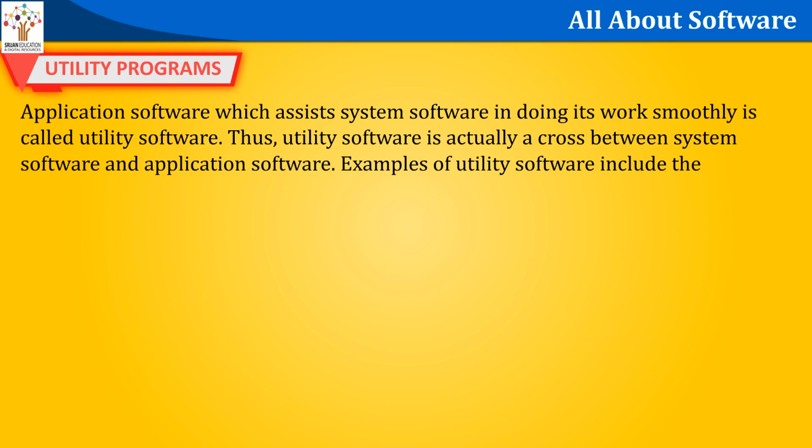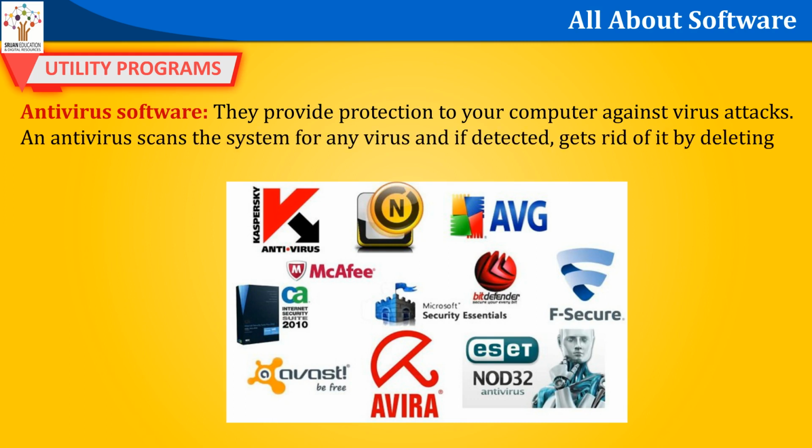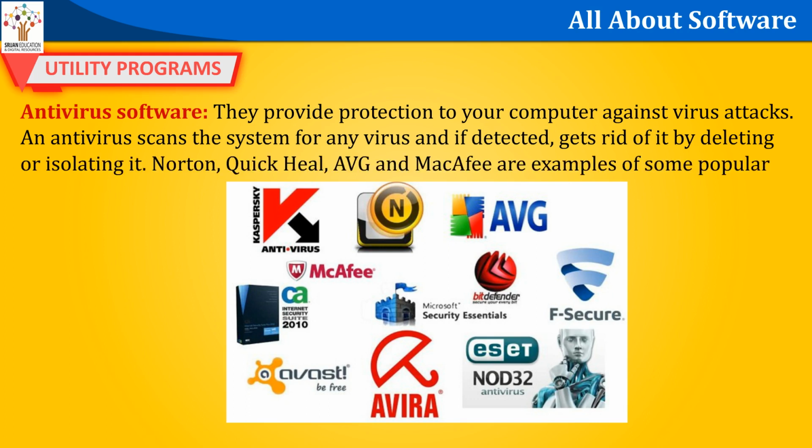Examples of utility software include the following. Antivirus software. They provide protection to your computer against virus attacks. An antivirus scans the system for any virus and if detected, gets rid of it by deleting or isolating it. Norton, QuickHeal, AVG, and McAfee are examples of some popular antivirus software.